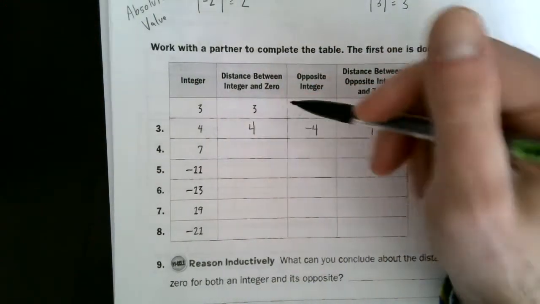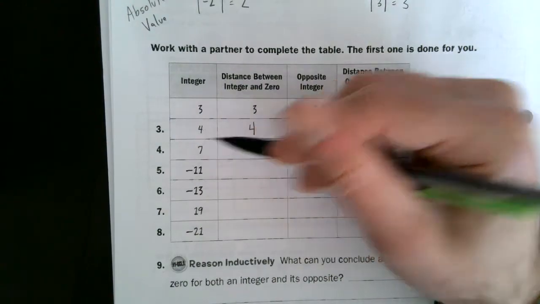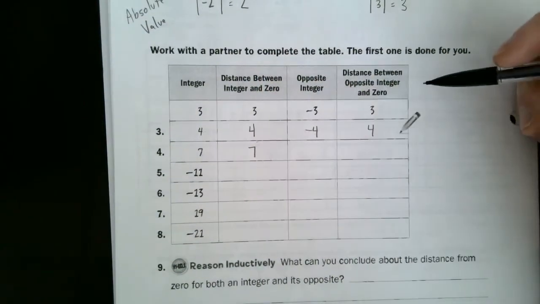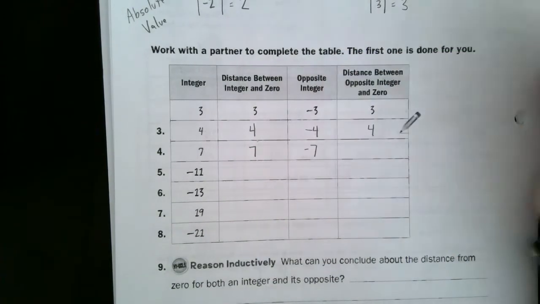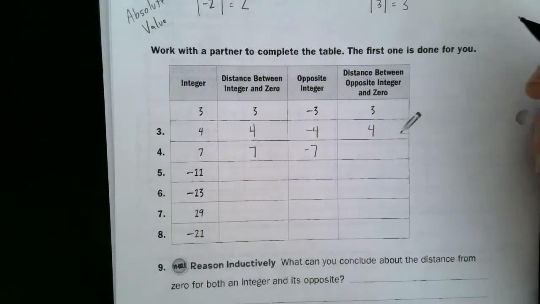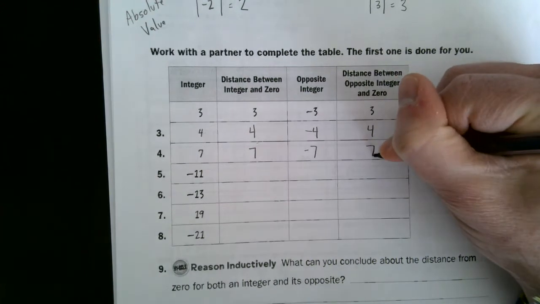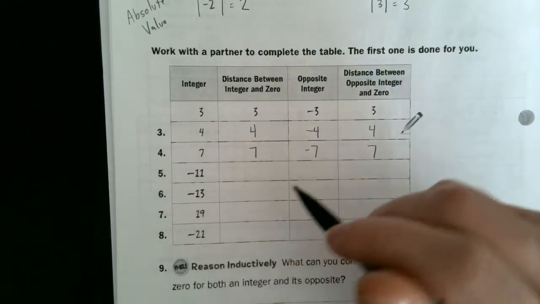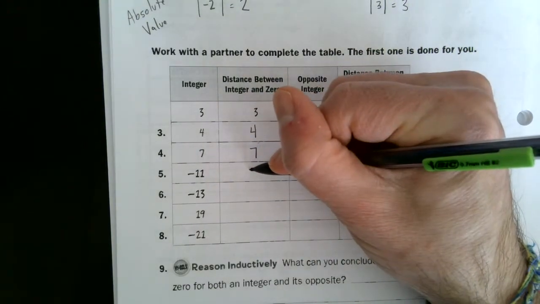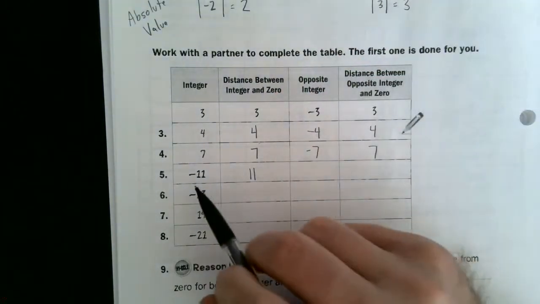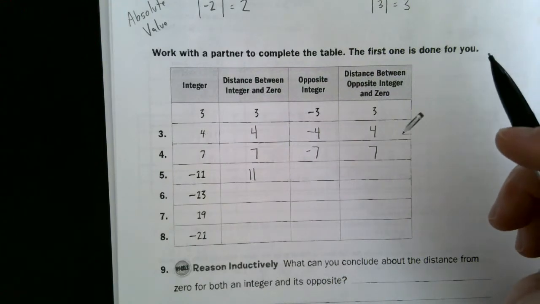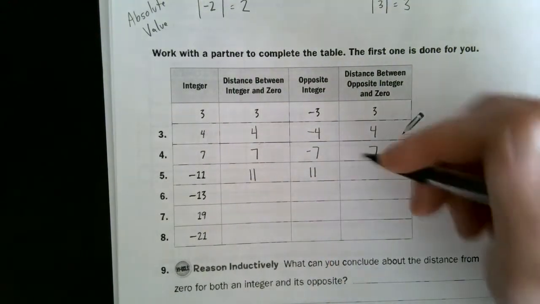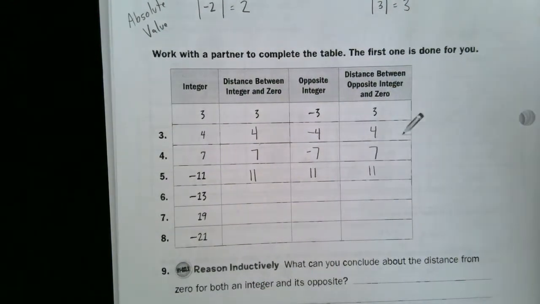All right, let's try this one. 7. What's the distance between 7 and 0? The distance is 7. What's the opposite of 7? Negative 7. How far is negative 7 from 0? Well, it's also 7. Negative 11. How far is negative 11 to 0? Well, distance is always positive. The distance would be 11. What's the opposite of negative 11? The opposite is 11. What's the distance between 11 and 0? Look at that. It's 11.